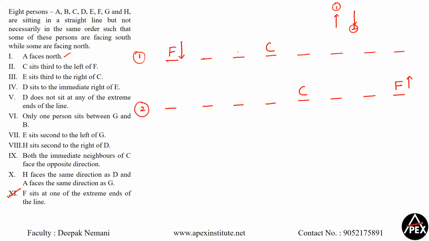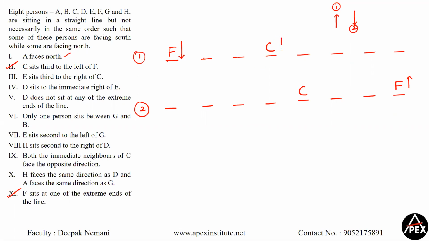Okay. So is it clear till here? Any doubts till here? Quick responses, please. Yeah. Clear. Now which statement should I consider? We have considered 2 and 3, because we have the positions of F and C. Now let's search for the statements where there is a mention of F and C. Okay. E sits third to the right of C.